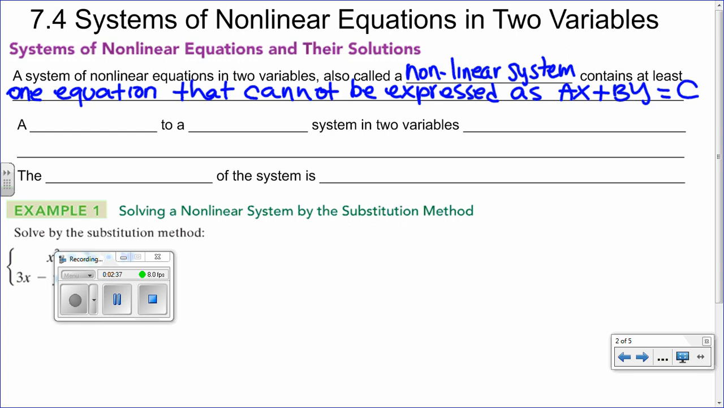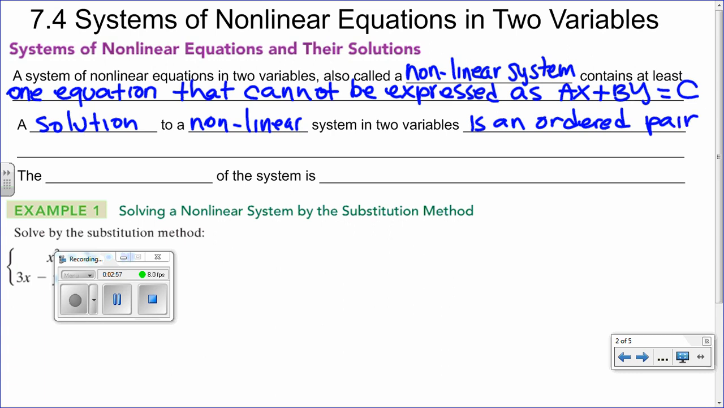A solution to a nonlinear system in two variables is an ordered pair. The title says two variables, and that's why we're talking about an ordered pair. We're not going to have a triple like we did in section 7.2. However, if we talk about this as a real problem from NASA, I'm assuming it would be a three-dimensional one, so three variables.